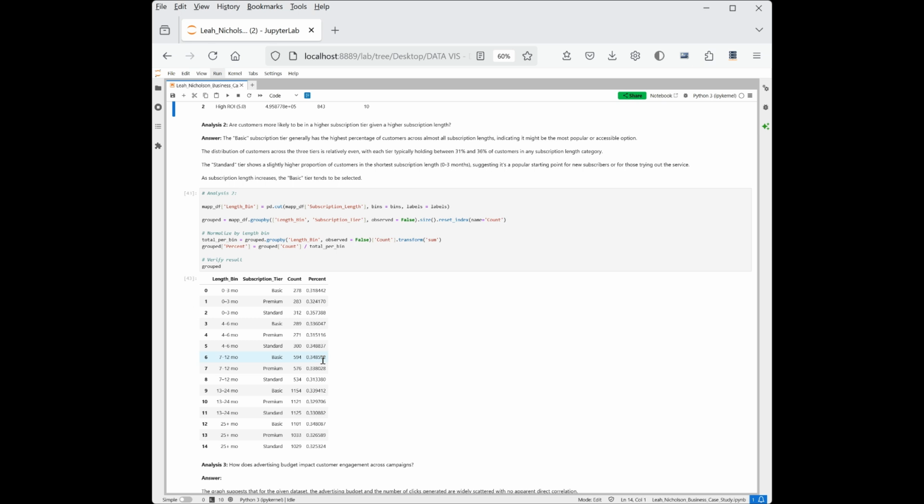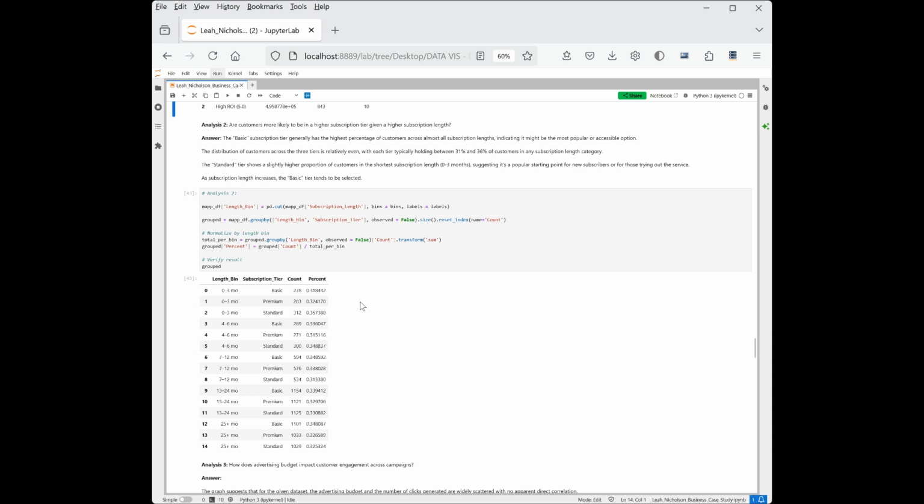Generally, the distribution of customers across the three tiers is pretty even. Each tier typically holds somewhere between 31 and 36% of the customers. The standard tier shows a slightly higher proportion of customers, suggesting it's a popular starting point for new subscribers or those who might just be trying out the service.